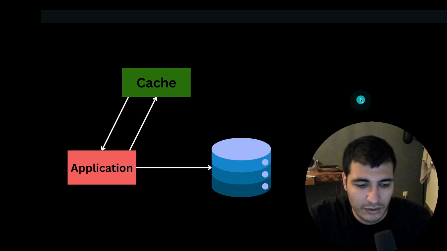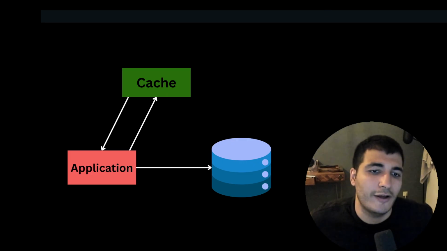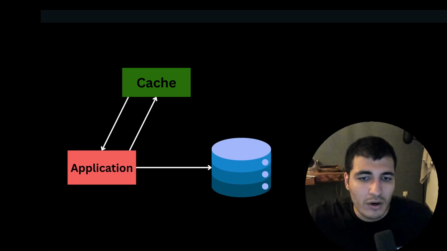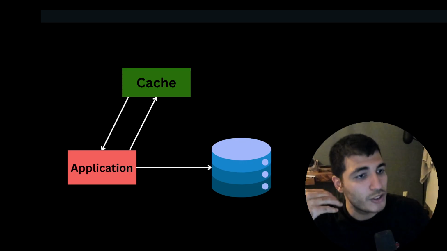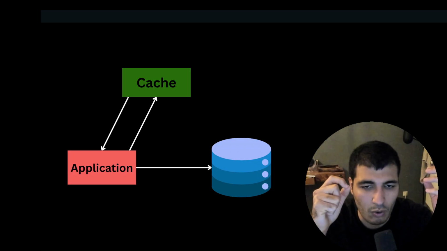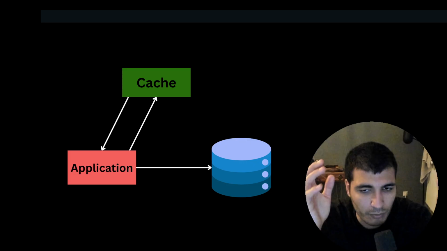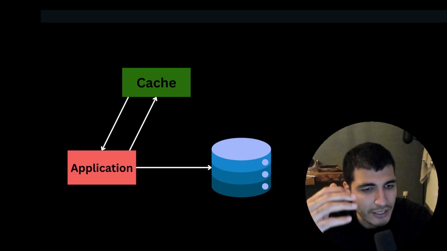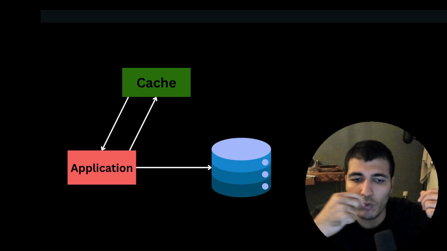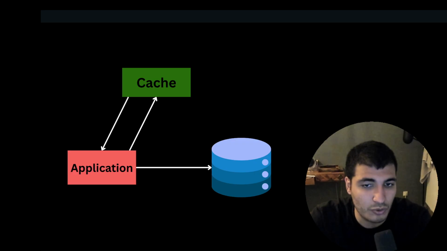Okay, next, cache. Caching is all about storing frequently accessed data in a super fast in-memory layer to minimize trips to the slower database and drastically improve response times. Instead of repeatedly querying the database for the same information, your application can grab it from the cache, which is significantly faster because it's in-memory storage.